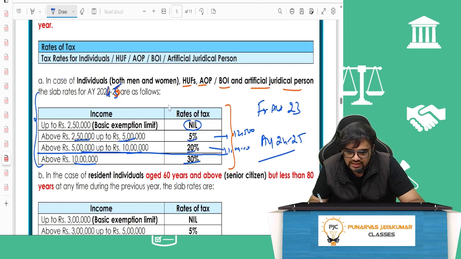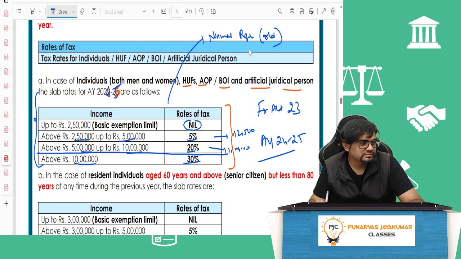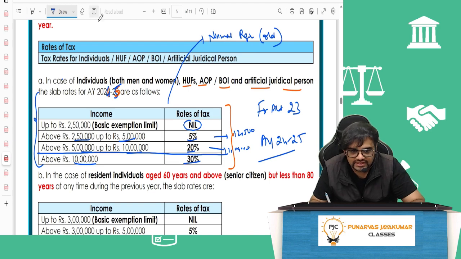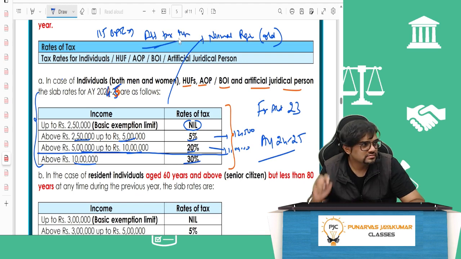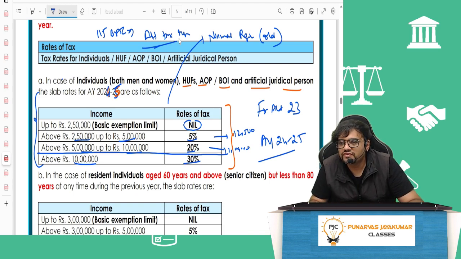This is the normal regime, that is the old regime. Whereas 115 BAC is the alternate tax regime. Alternate tax regime means what? Instead of this, I can go to 115 BAC. Now tell me, in 115 BAC, will you get whatever I told you now, Chapter 6A deductions and all? No. Except a few, which we'll see when we go to 115 BAC, you will not get anything else.